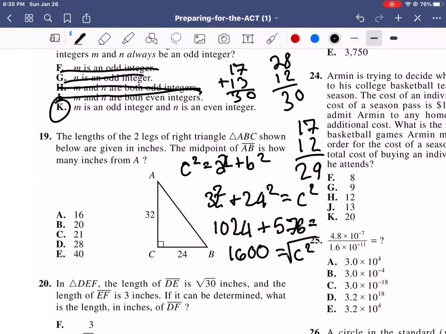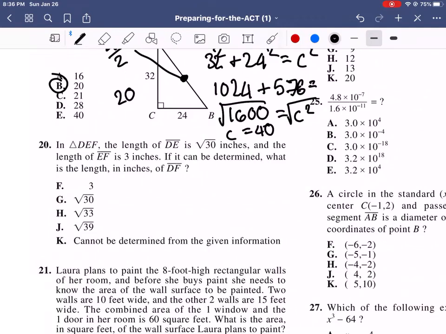So what you do is you square root this side, you square root this side. 16 is a perfect square, so it'd be 400. Actually, it'd be 40. C equals 40. So if this equals 40, what is the midpoint between the two? It has to be over 2. So 20. Answer is B.